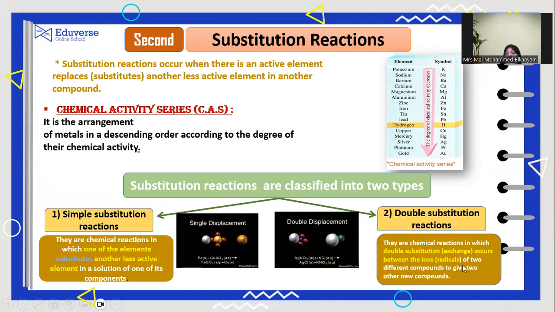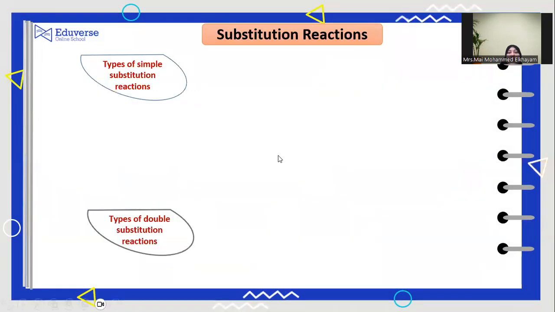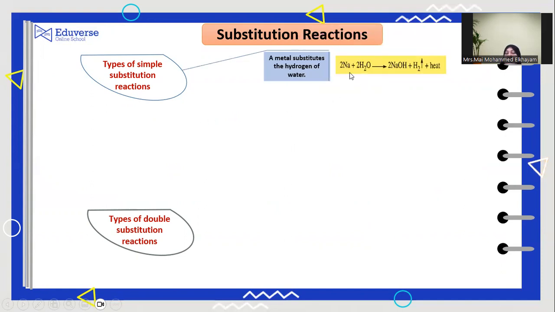Please pay attention to the double substitution reaction because we're going to take this definition in an important question. It happens between ions or radicals. Okay. Now, the substitution reactions, as we just mentioned, types of simple substitution reactions, we have a metal substitutes the hydrogen of water, and as we can see here, this is one of the famous reactions.